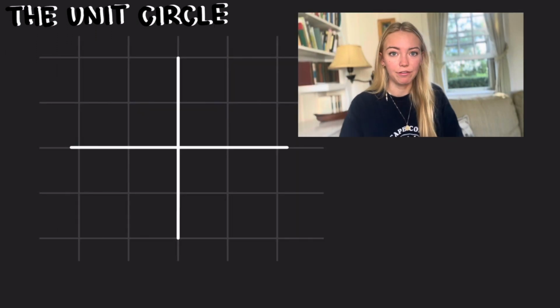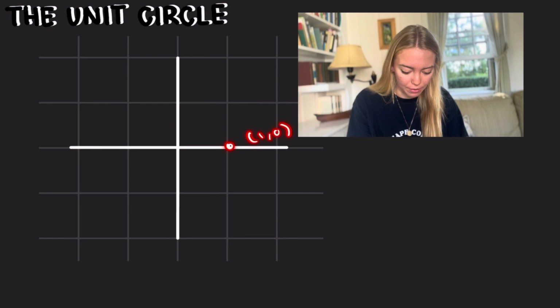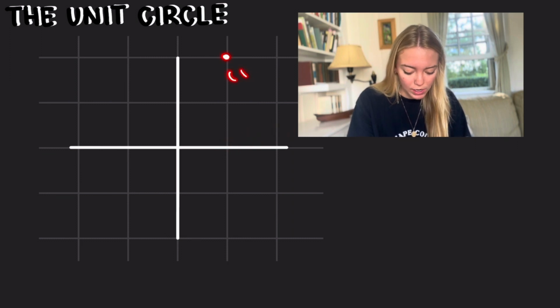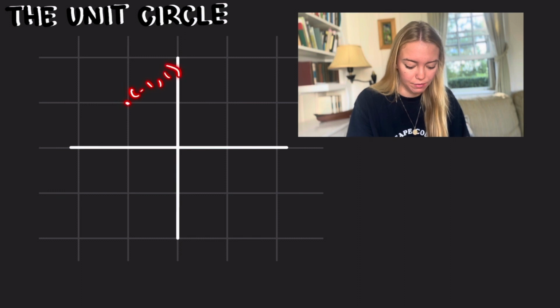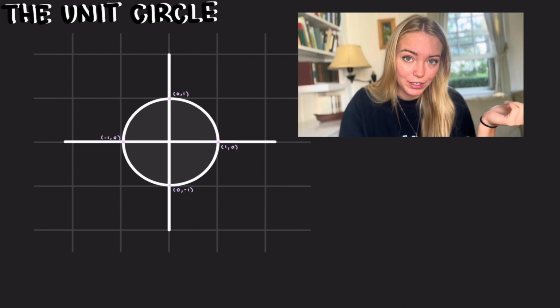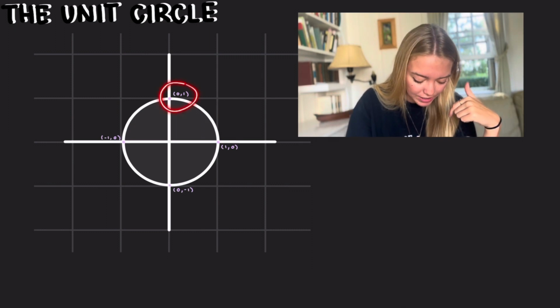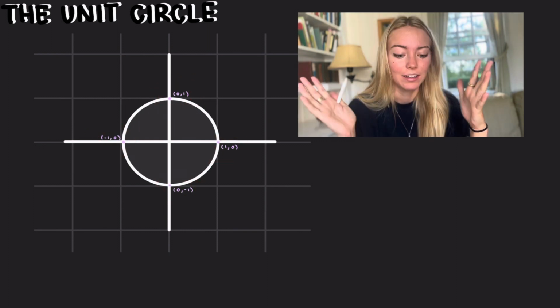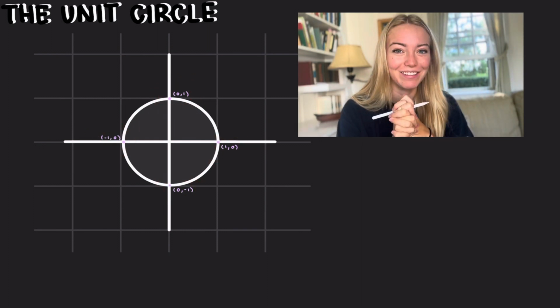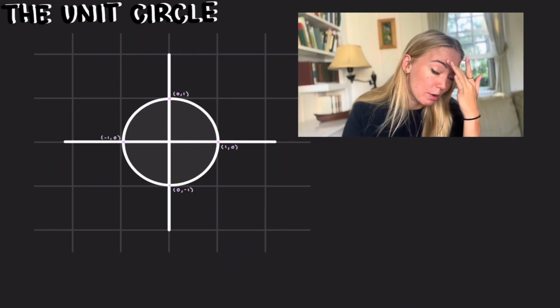This is a graph. We should be familiar with this graph. Fingers crossed. This is the point 1, 0. This is the point 0, 1. This is -1, 0, right? Okay, I hope we're feeling good about that. The unit circle is when you draw a circle on this graph and it touches these 4 points. No, that's literally what the unit circle is.